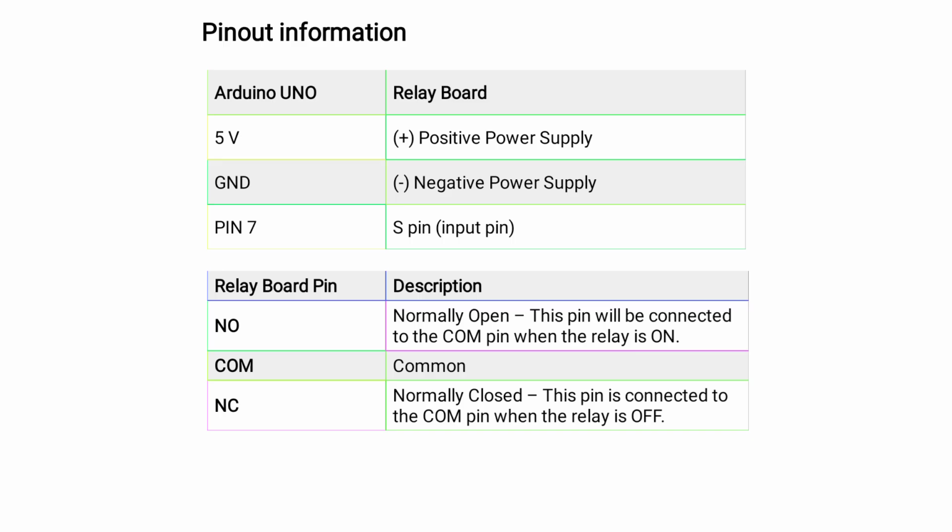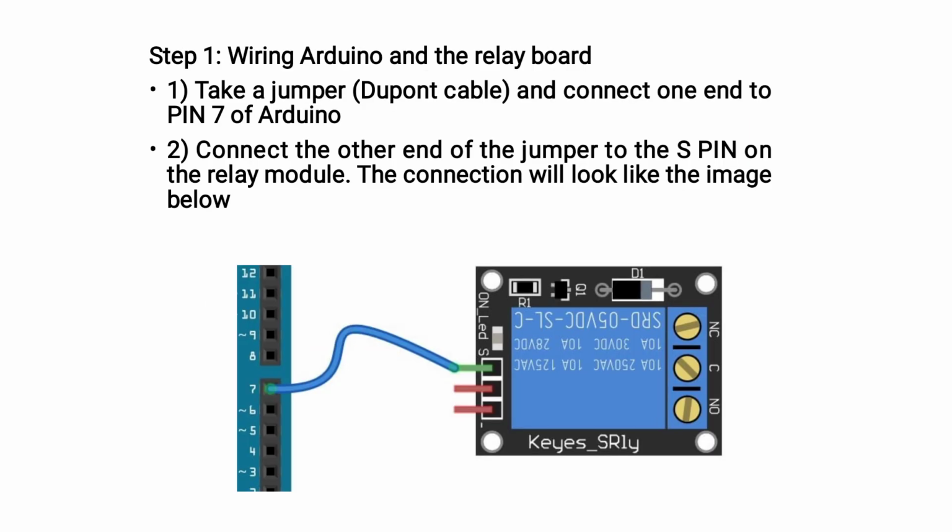This is very important. What we connect to this will act as the relay switch. The NO pin will be connected to the COM pin when the relay is on, and the normally closed pin is connected to the COM pin when the relay is off.